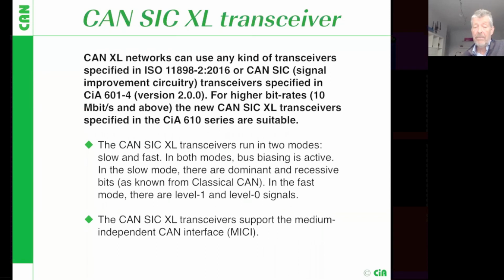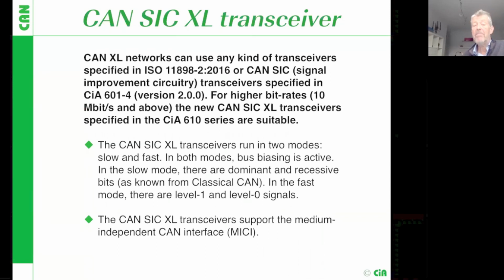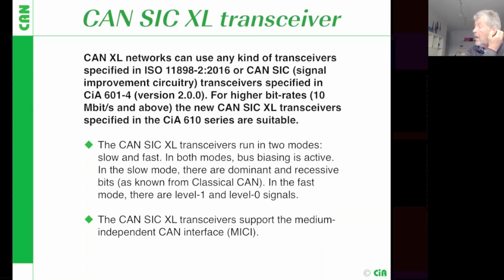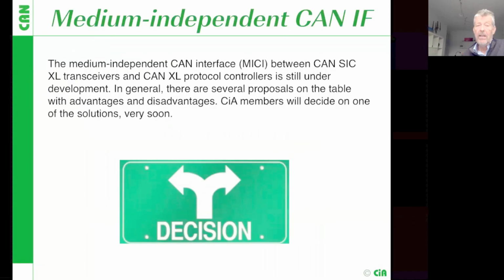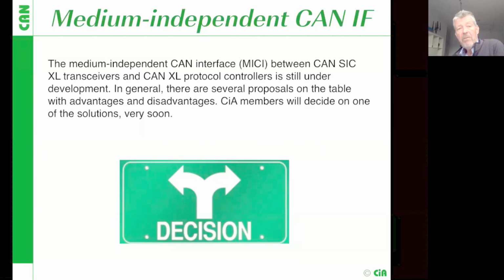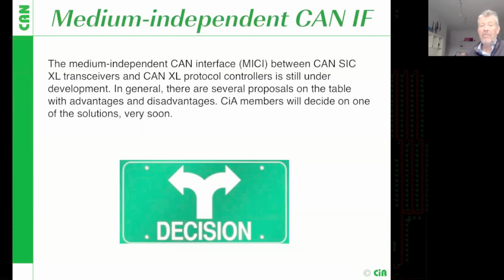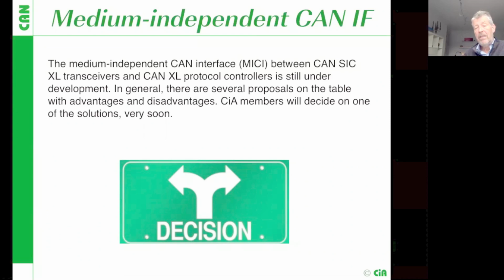The CAN SIC XL transceivers support the medium independent CAN interface, which is abbreviated MICI. So this is needed to guarantee that we have robust communication on the bus lines. To be honest, the medium independent CAN interface, which is called MICI, between CAN SIC XL transceivers and the CAN XL protocol controller is still under development.